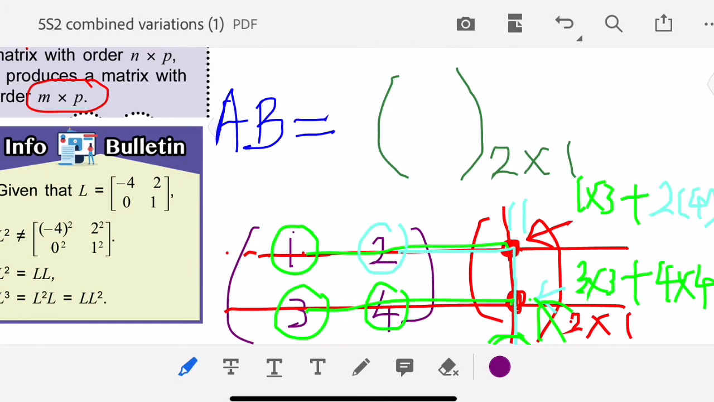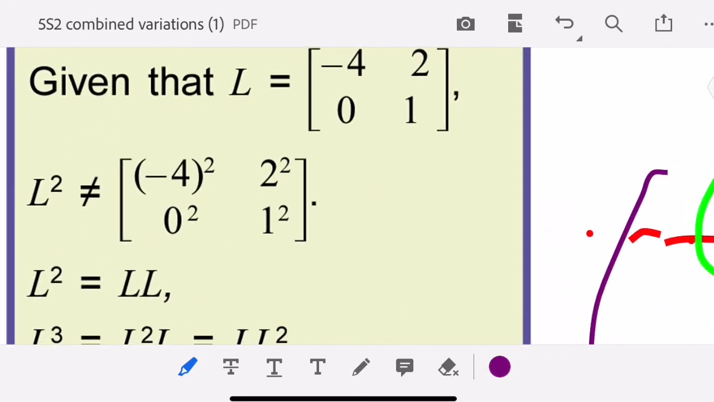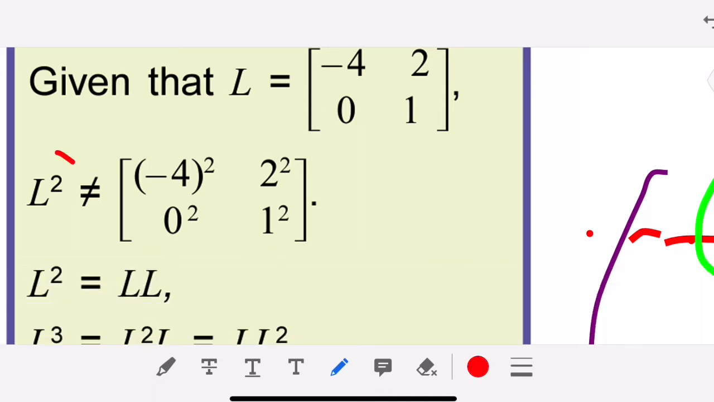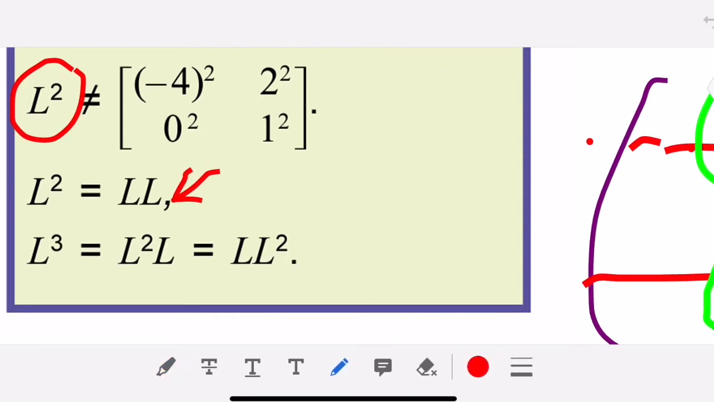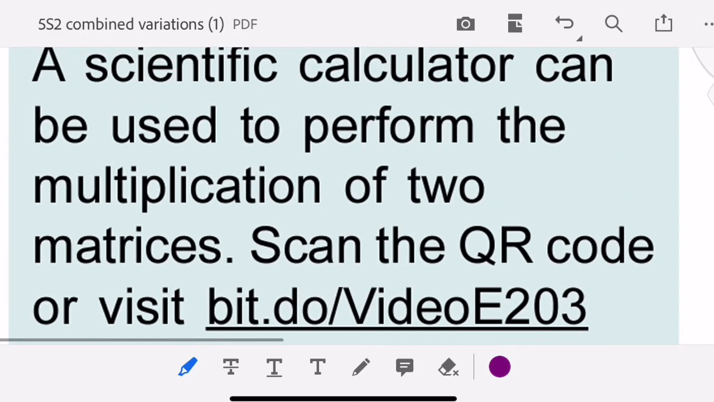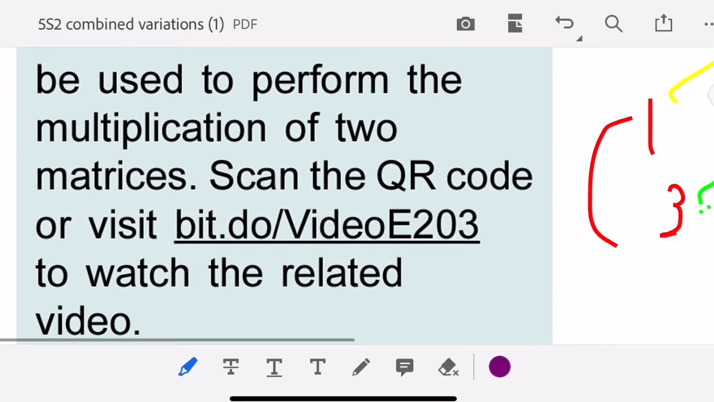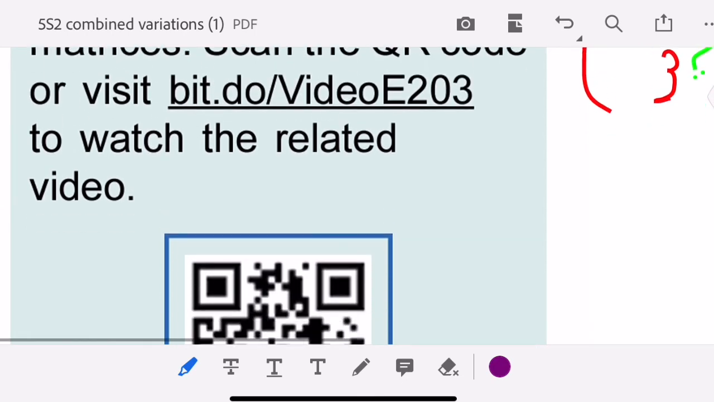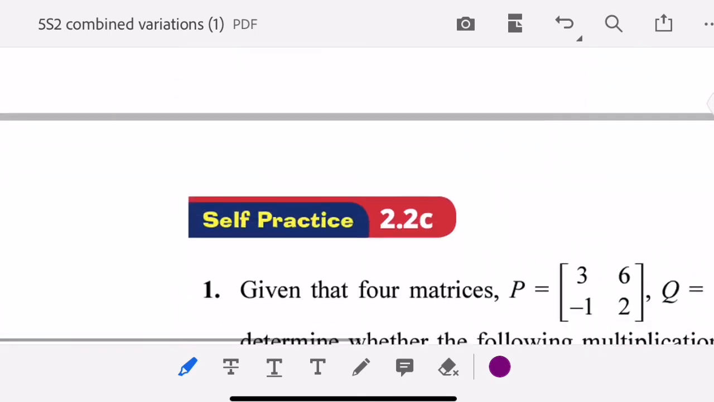So when you see matrix L and we want to find L2, it doesn't mean the square. It means that you multiply the matrix like this: you take L times L. It doesn't mean square; the square is wrong. So for L3, you take L2 times L, or L times L2. It doesn't mean that you just square every element. I did share one short video on how to use a calculator to check your answer. You can do so.